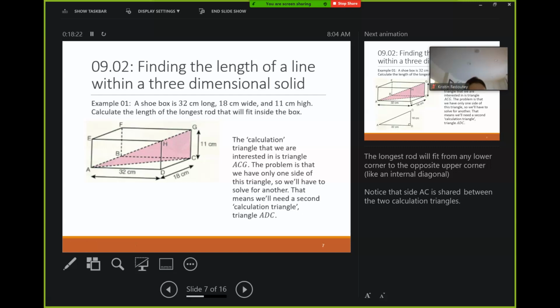Everybody agree with that? In order to find AG, we just need to figure out what AC is, and then we can use the Pythagorean theorem. How can I find AC?